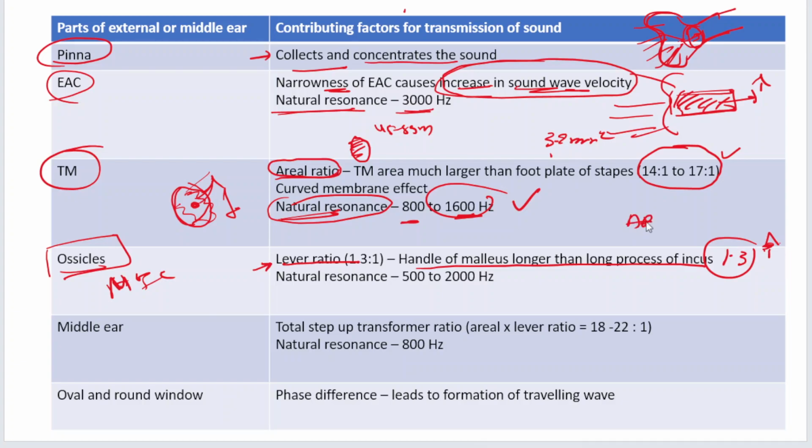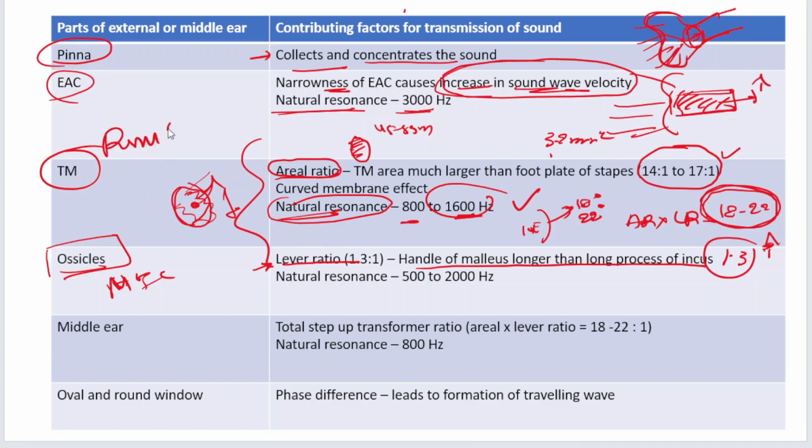So my areal ratio into lever ratio, what does it become? 18 to 22 times. That is the factor by which the force of the sound is increased, as in the example I already gave: 1 unit of energy at the tympanic membrane becomes 18 units of energy, or even 22 units of energy, at the footplate of the stapes, and that is how the transformer action functions. That is why Rinne's air conduction is greater than bone conduction, because of the transformer action of the middle ear.